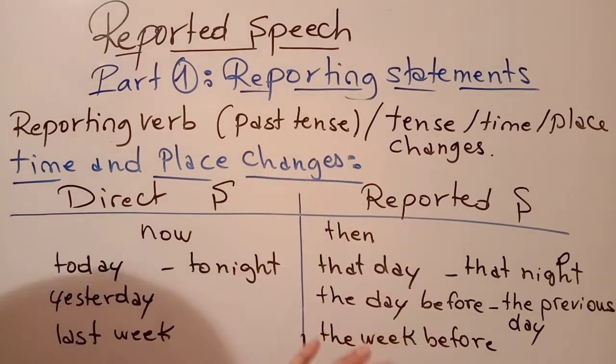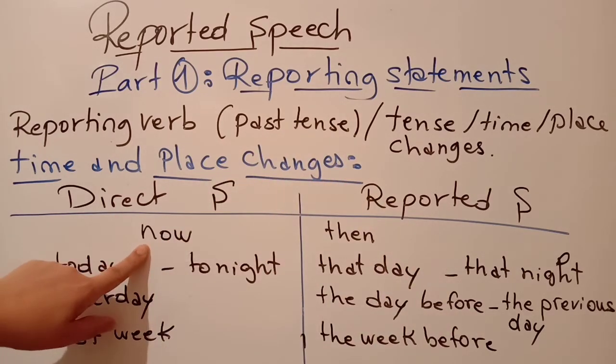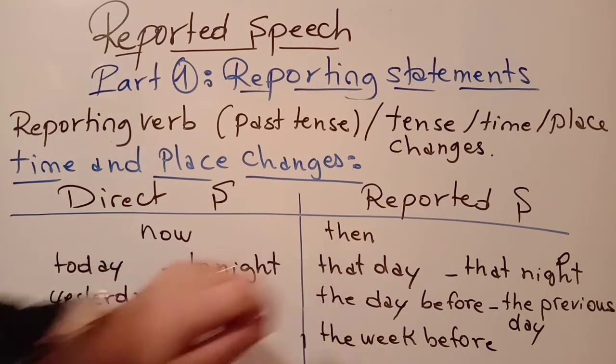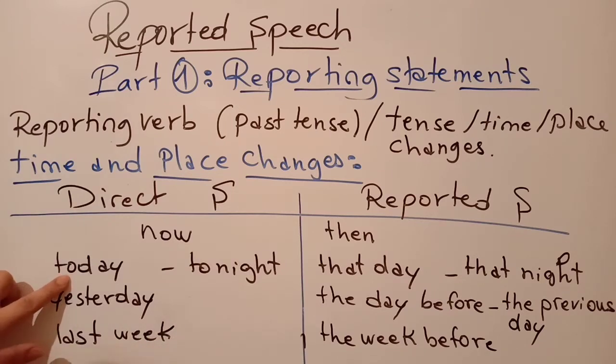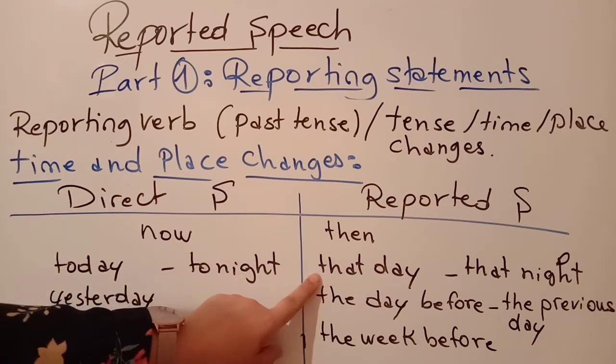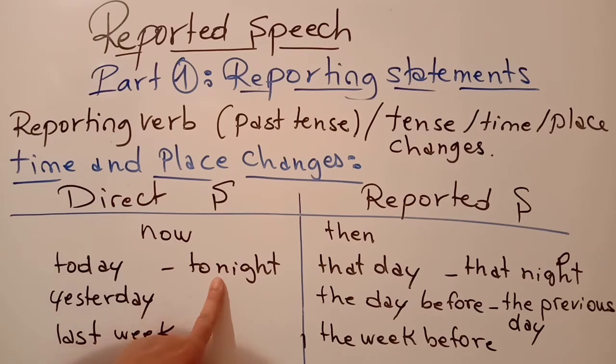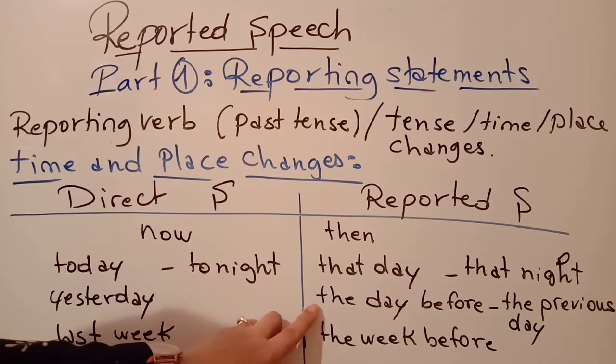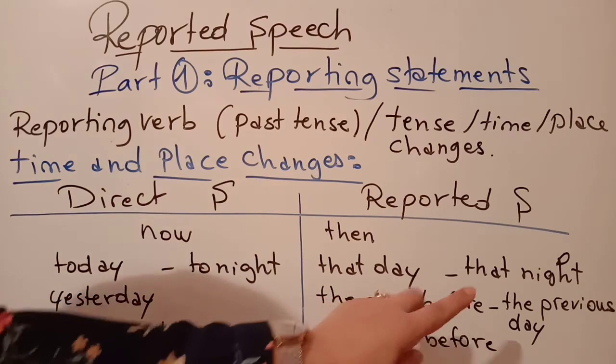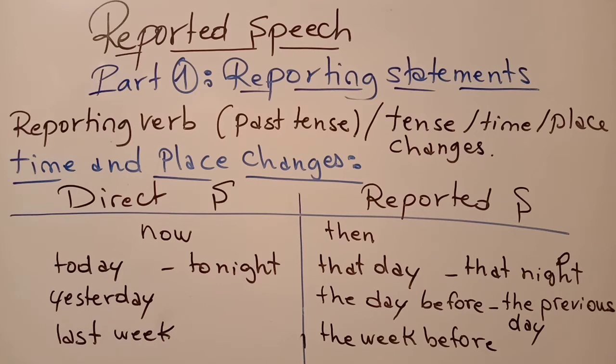Now let's move on to time and place changes. Direct speech, reported speech. If you have "now," it becomes "then." If you have "today," it becomes "that day." "Tonight," "that night." If you have "yesterday," it's either "the day before" or "the previous day." If you have, for example, "last week," it becomes "the week before" or "the previous week."